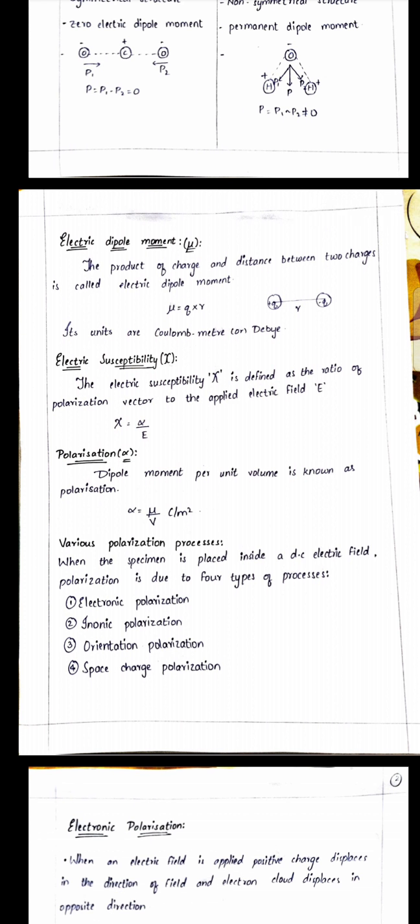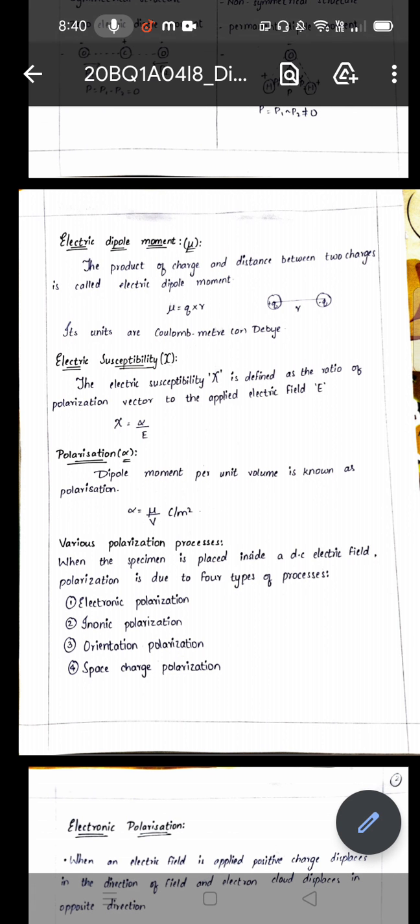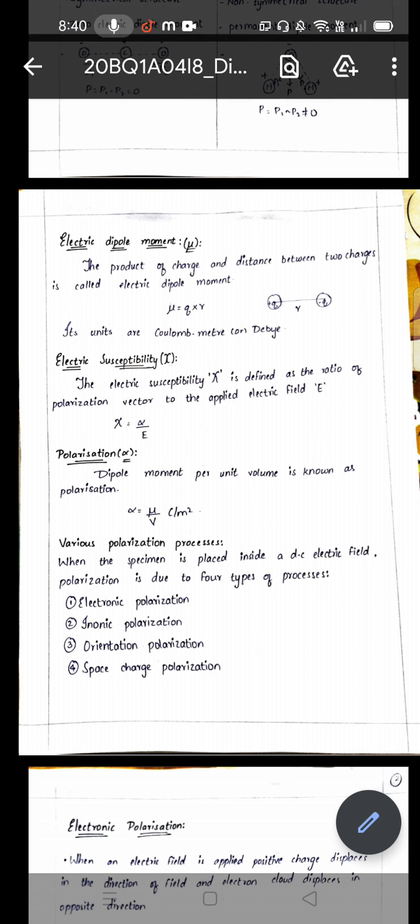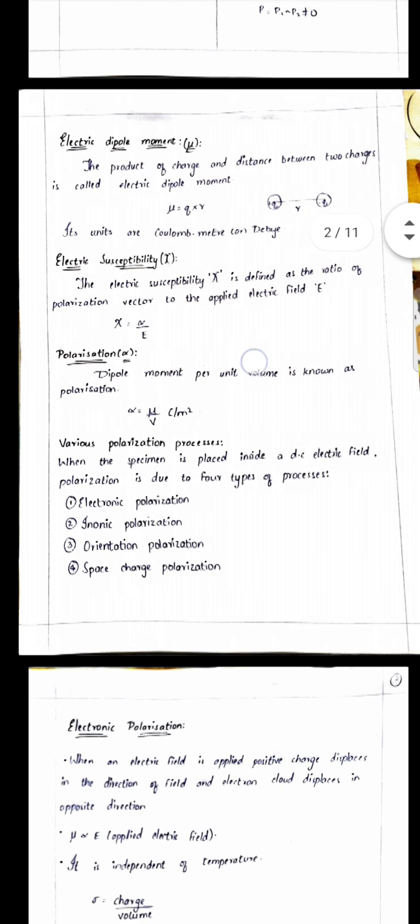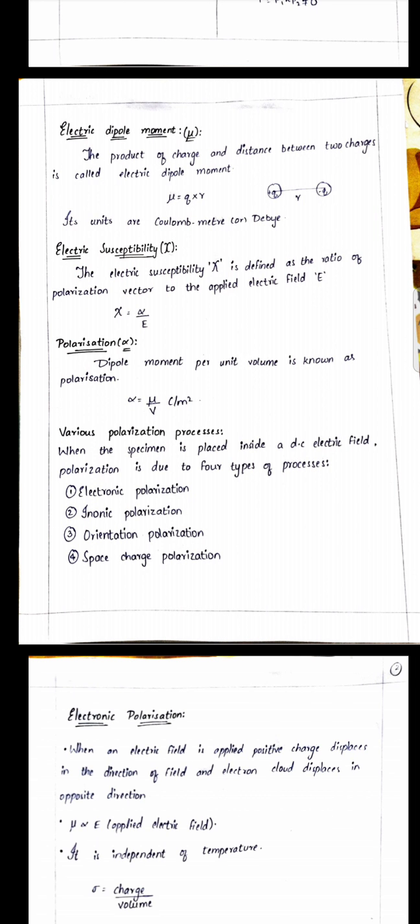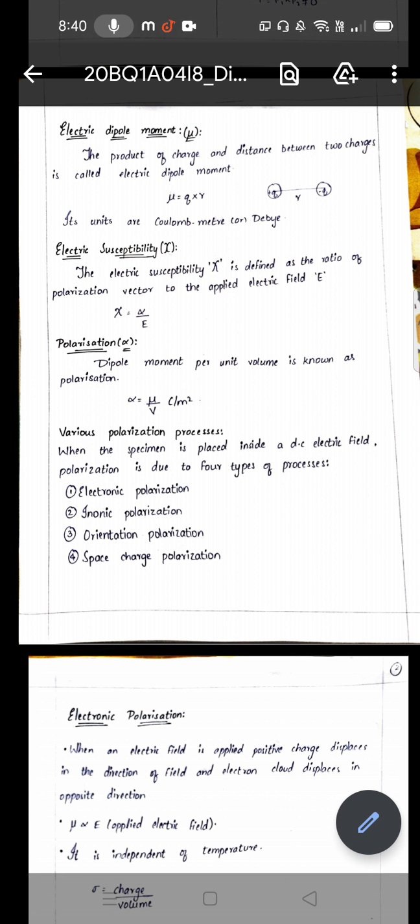The next property is electrical susceptibility, represented by the symbol xi. The electric susceptibility xi is defined as the ratio of the polarization vector to the applied electric field E. Xi equals alpha by E is the formula. Now let's see what polarization is. Dipole moment per unit volume is known as polarization, that is alpha equals mu by V, and its units are coulomb per meter square.